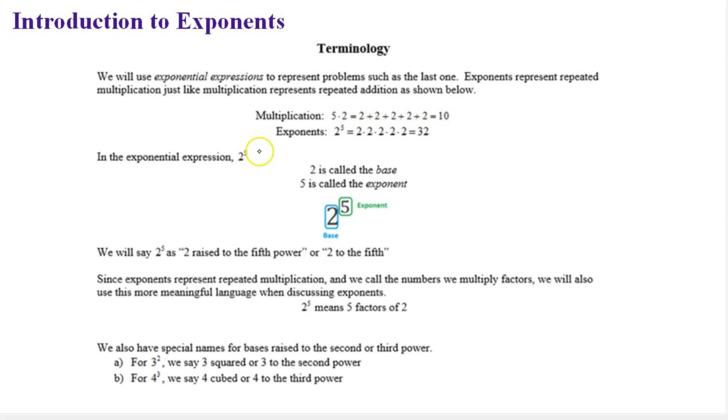We have some special names for these. 2 is called the base, okay, and 5 is called the exponent. So here they are circled. And you can read here that we have some different names for those that we're going to fill in the next video.